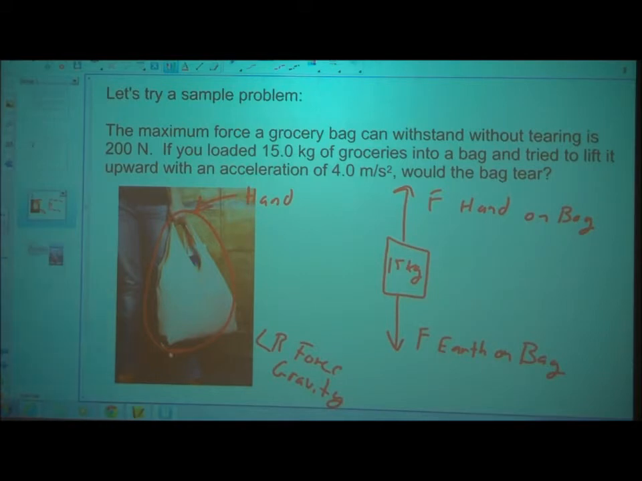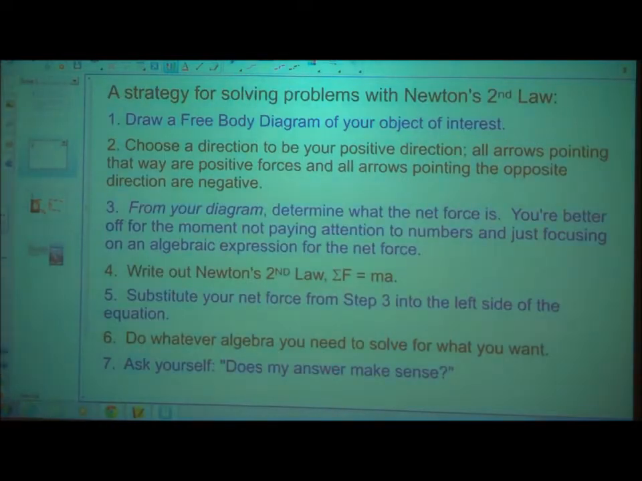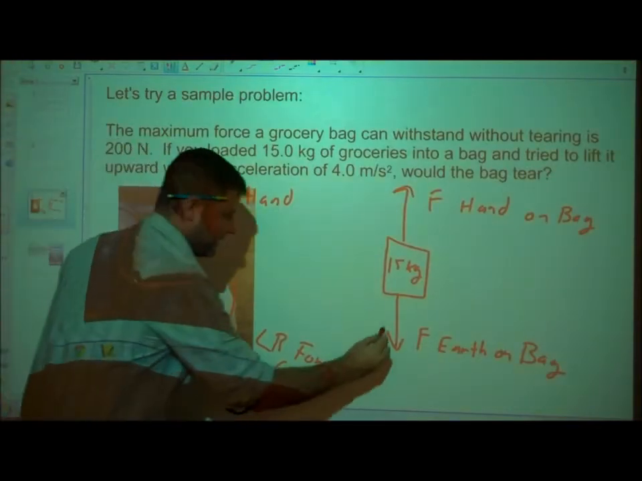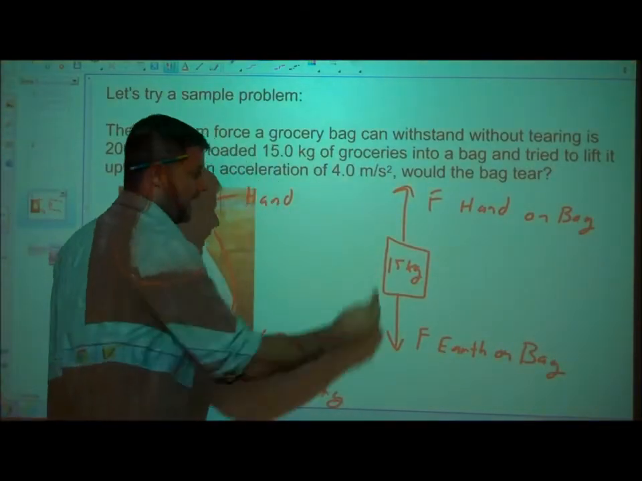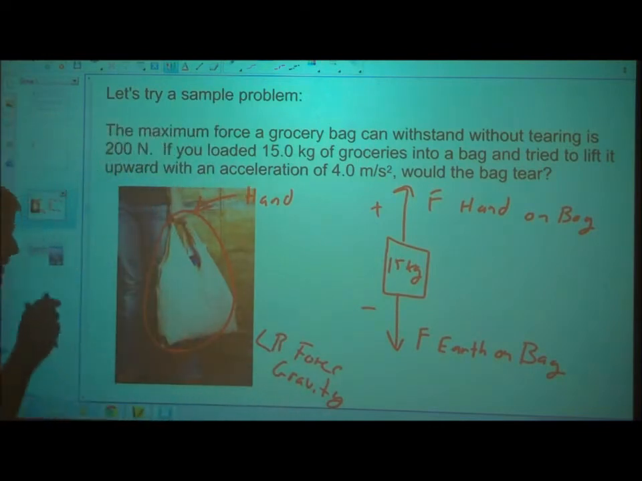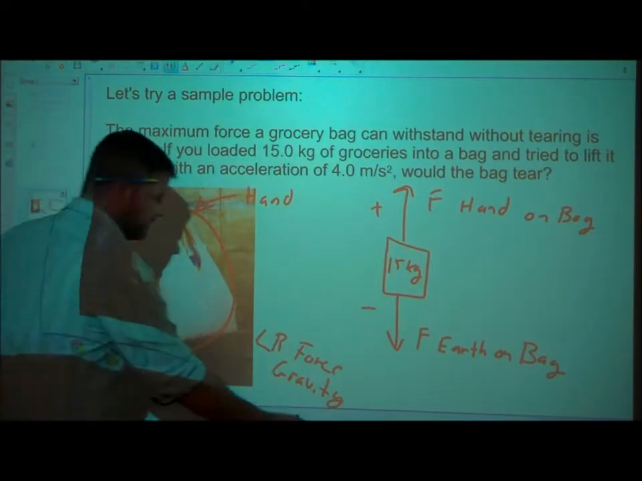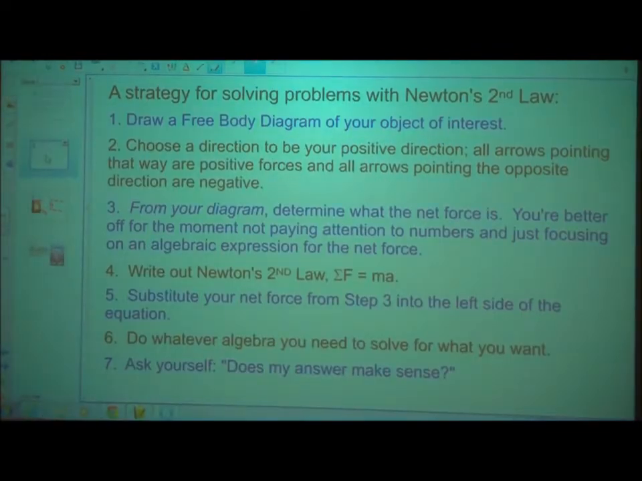Now, going back here, we have to choose a direction. In this case, I'm going to say that this is our negative direction here, and this is our positive direction. So we're saying going down is negative, and going up is positive. We said that we're making up the positive direction and down the negative direction.